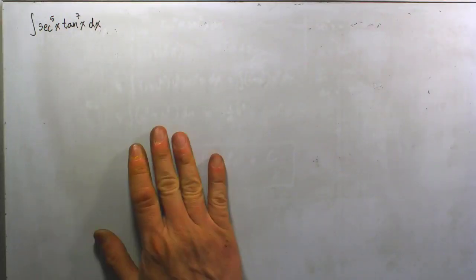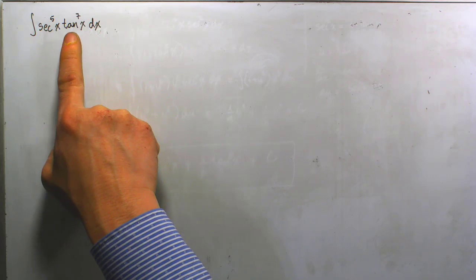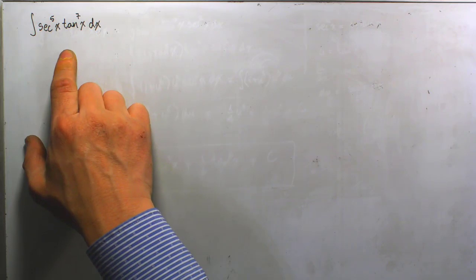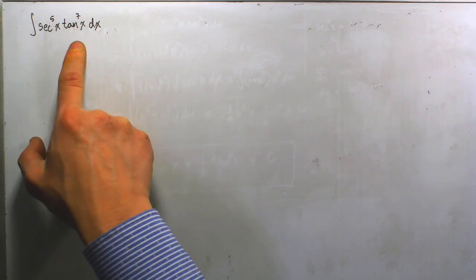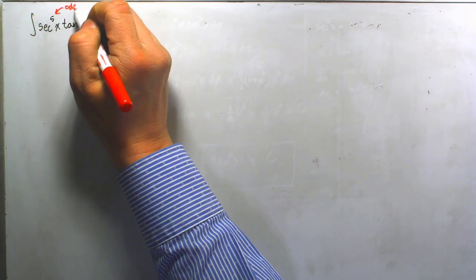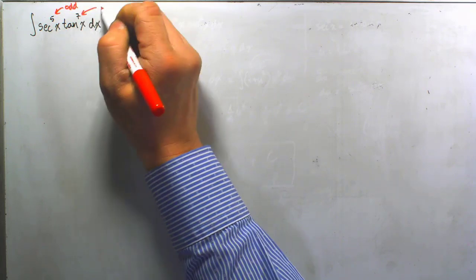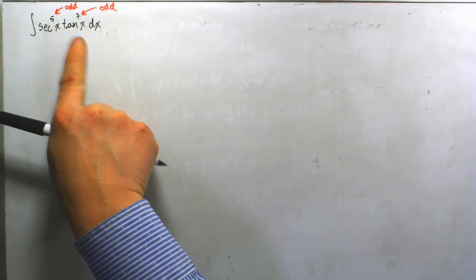All right, and in this example, we are going to look at how we can find the integral of secant to the 5th times tangent to the 7th of x. And this integral here is a trig integral where we have a power of the secant in product with a power of the tangent. But furthermore, we recognize that the power on the secant is odd, as well as the power on the tangent is also odd.